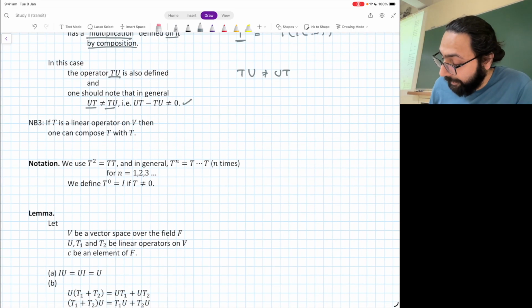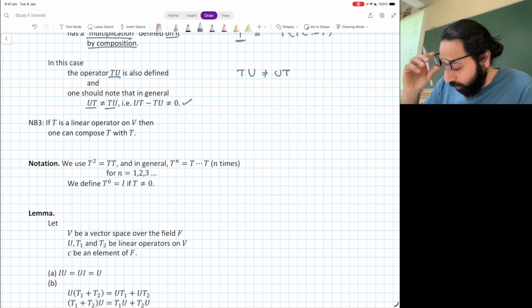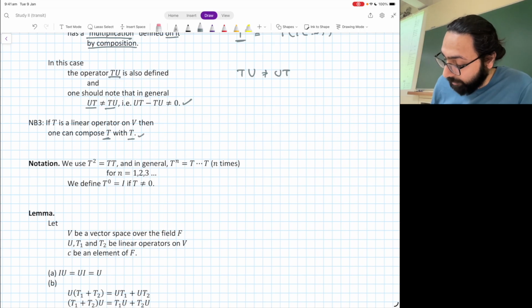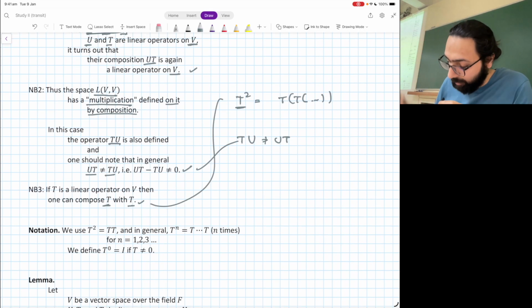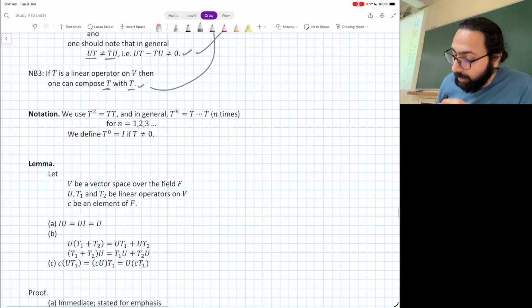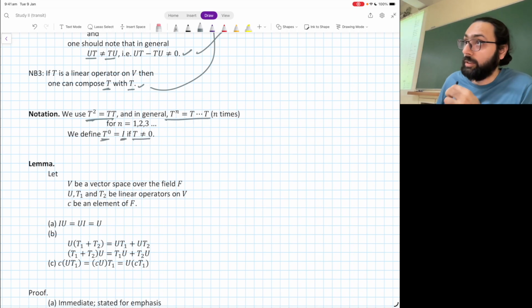And the final one is that if T is a linear operator on V, then one can compose T with T. This we already saw. I think I messed up the order. Hold on. Okay, so now, because things are very well defined, T squared and T to the n are going to be defined like this. T to the 0 will be taken to be the identity as long as T is not 0.